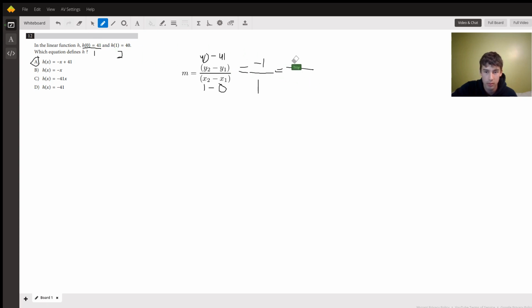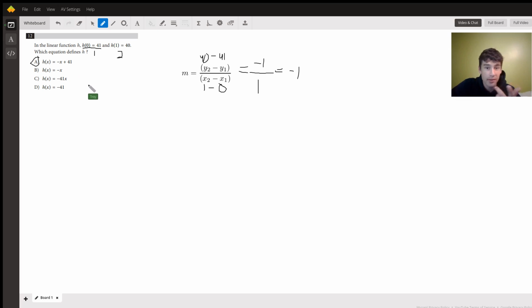Sorry about that. Which is equivalent to negative 1. And so that backs up our answer too. So we see that for A, we've got this slope, which is negative 1, and then our y-intercept is 41. And that's what we found for both of those.